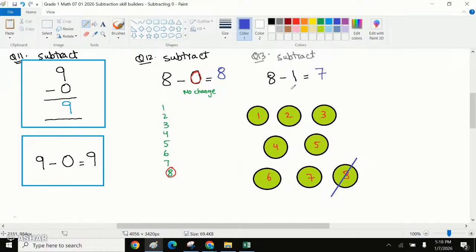So this means when we subtract any number other than 0, then the answer will change. But whenever we subtract 0, the answer does not change. It stays the same, right?